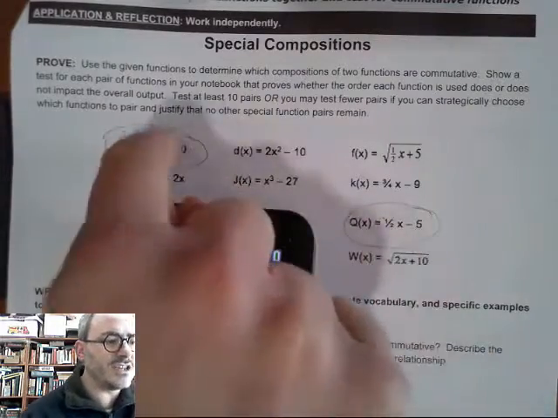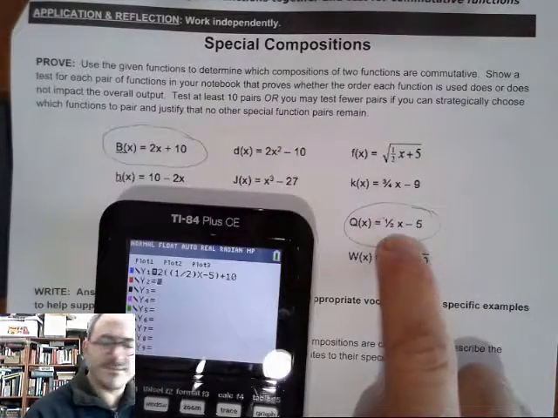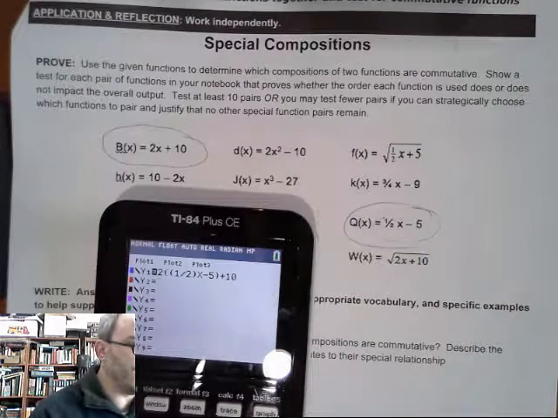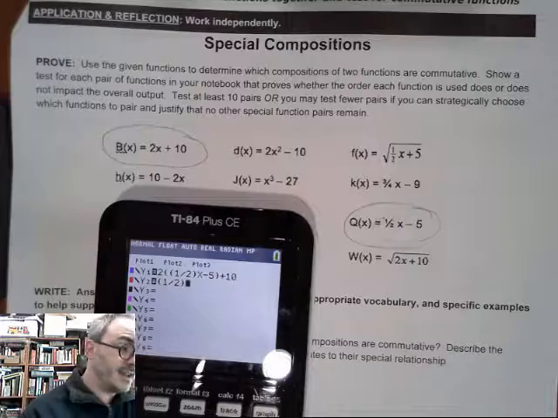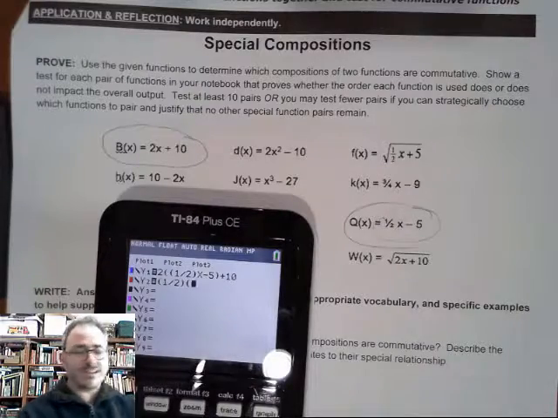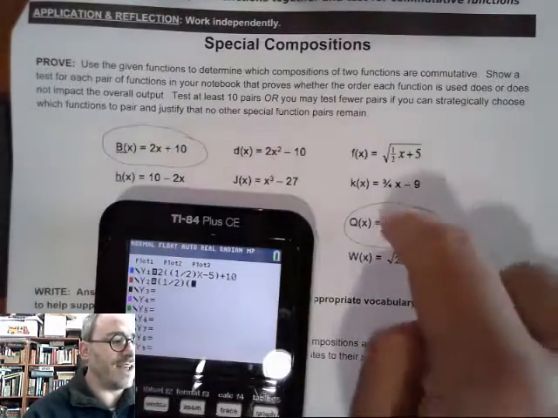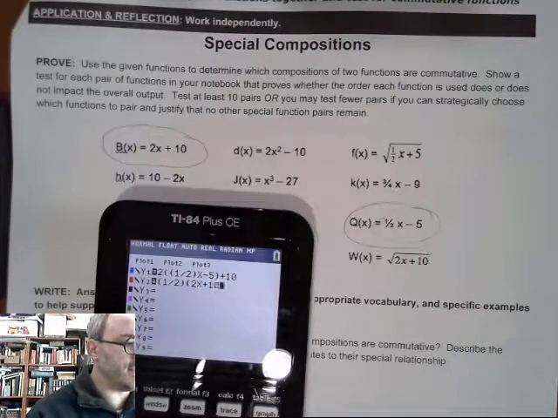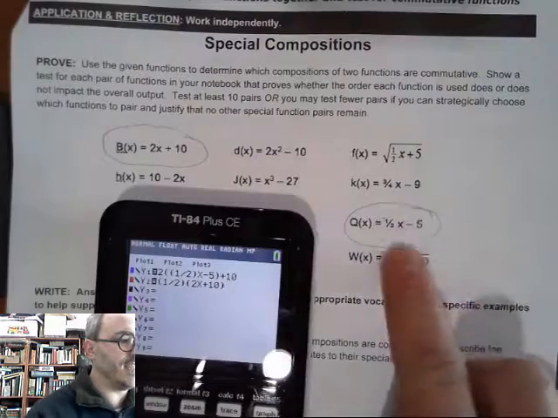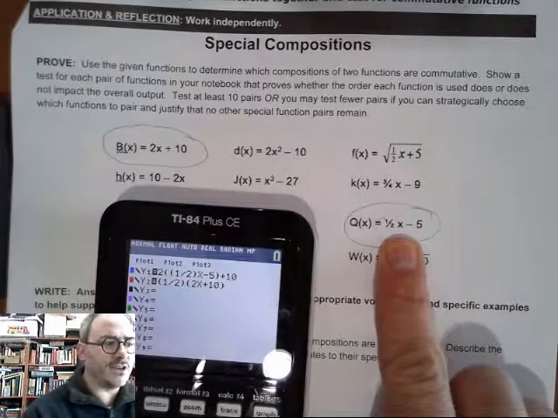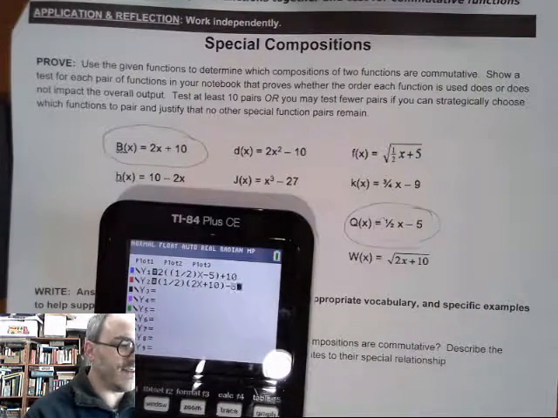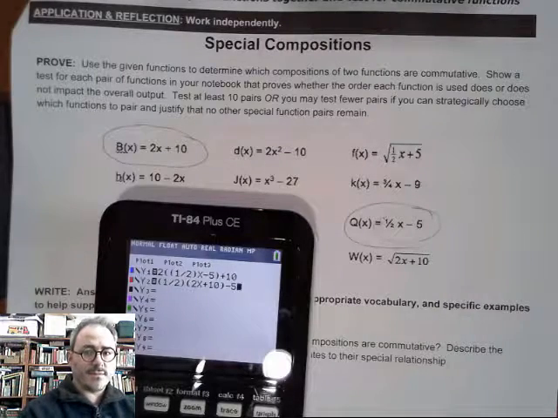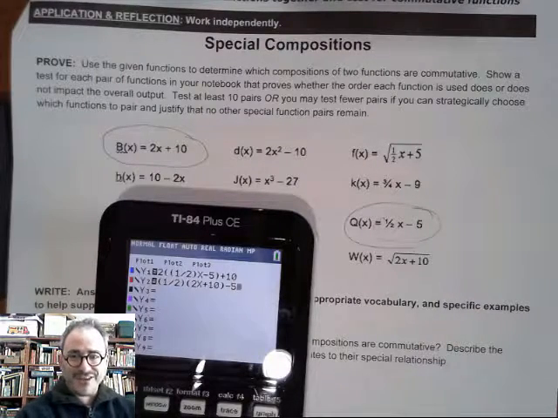Now on the next line, on y2, I've got to do it the other way. I've got to put this whole thing in for the x, the q of x. So we're going to start with 1/2, in its own parentheses. Now I need another set of parentheses to put this whole thing in for the x here: 2x plus 10. That's this whole function in for the x on the q of x function, minus 5. All right, now that's pretty heavy.